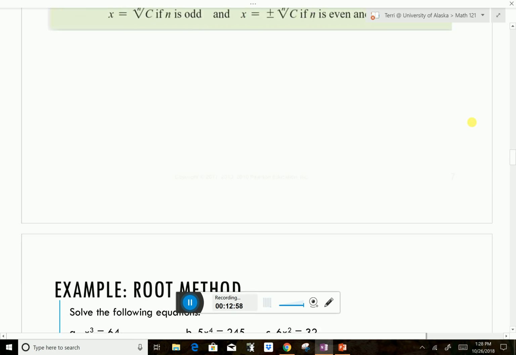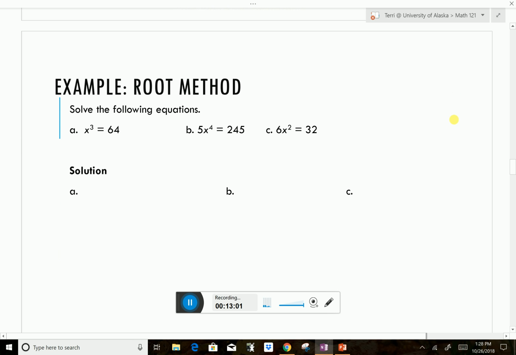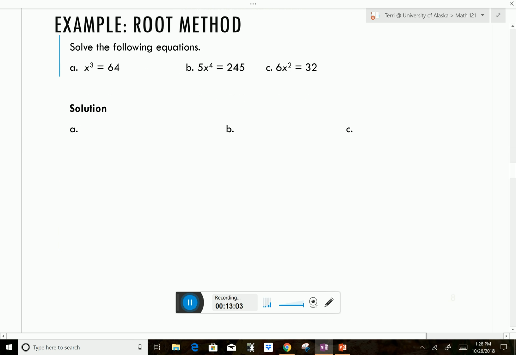So what do I mean by that? Well, x cubed equals 64. I can take the cube root of both sides of this, right? So x equals the cube root of 64. What cubed is 64? The answer is 4, by the way. I know that it's positive because if it's an odd root, I don't have to worry about plus or minus.